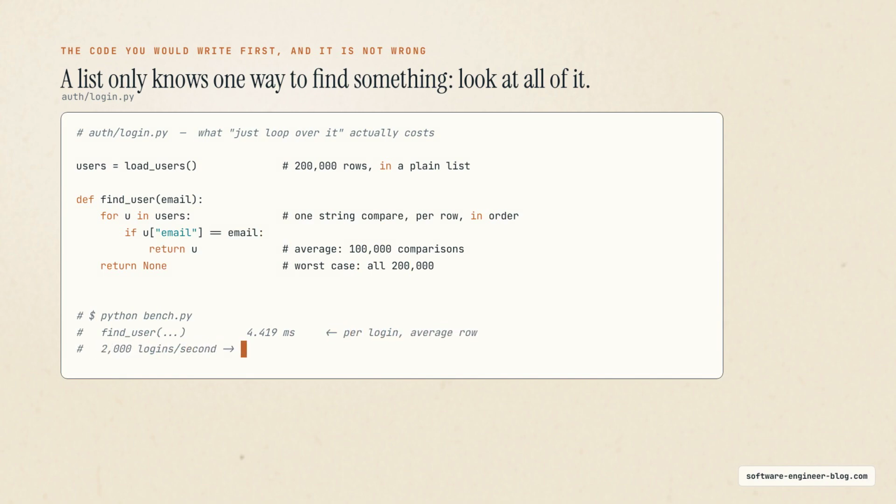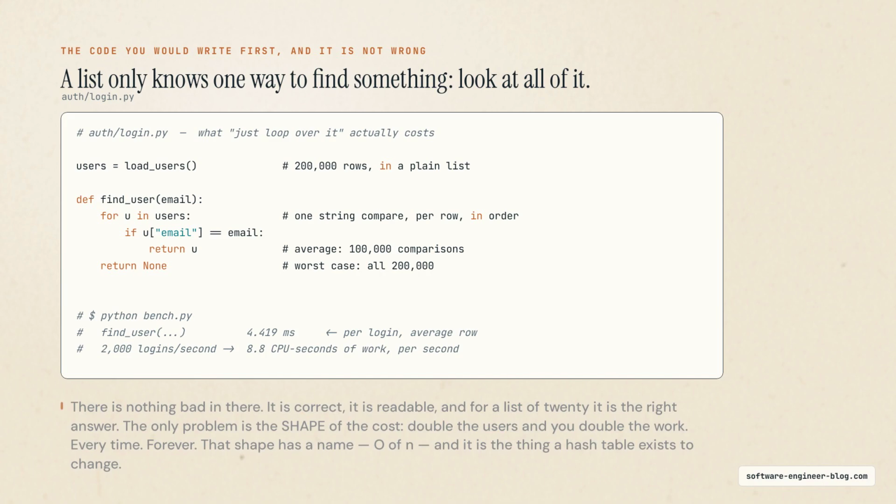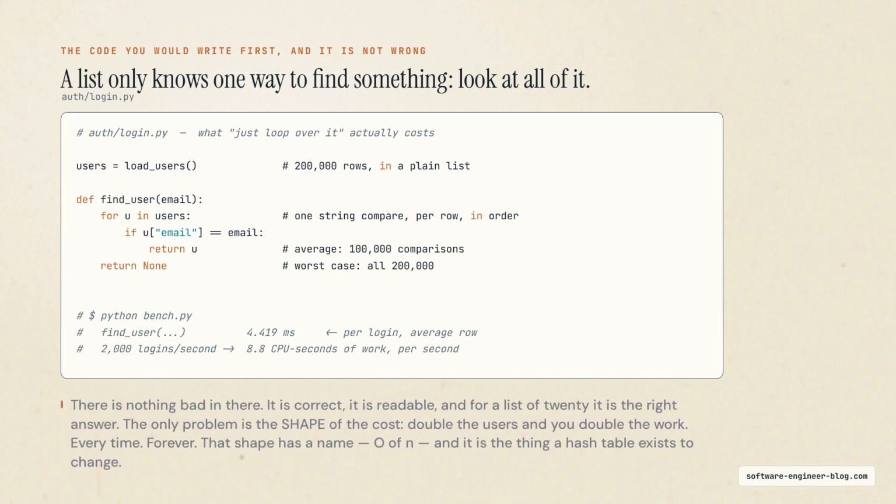And I want to be clear about something. There is nothing bad in that code. It is correct, it is readable, and for a list of 20 items, it is the right answer. The only thing wrong with it is the shape of the cost. Double the users, and you double the work, forever. That shape has a name, big O of N, and changing it is the entire reason hash tables exist.